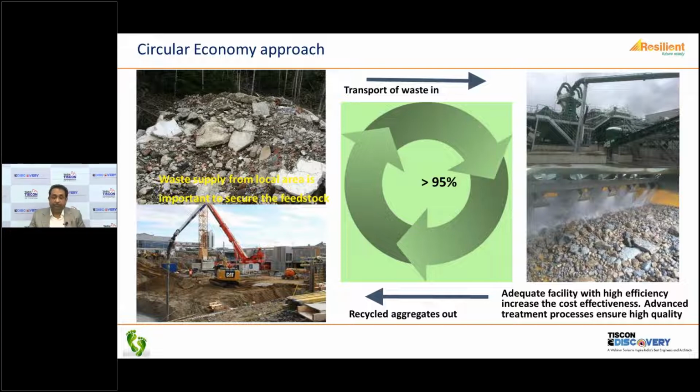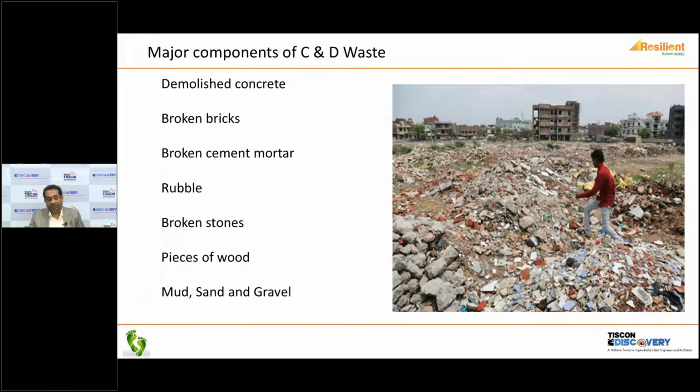So, having set the picture up, let's look at what it is that we are doing, what are the success stories we have in India, what are the enablers, and how can we move forward.